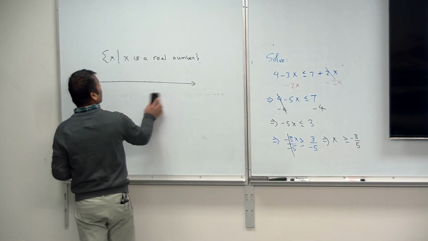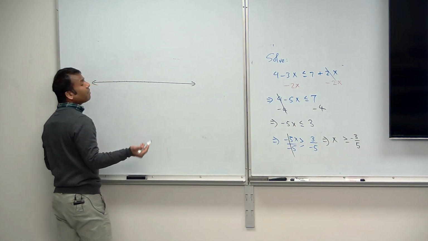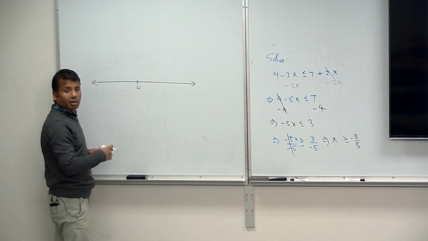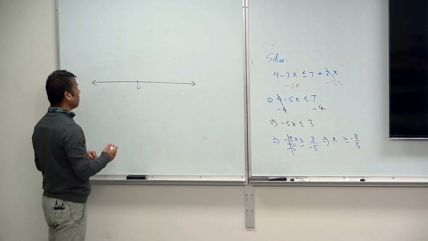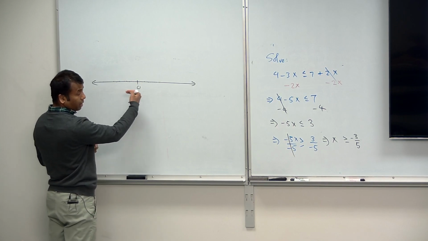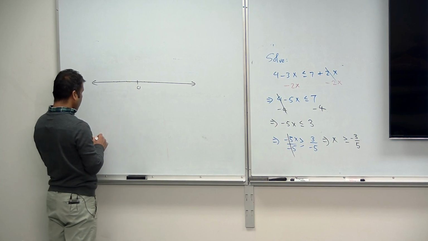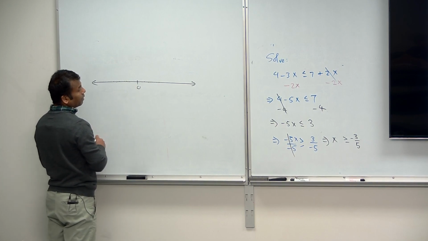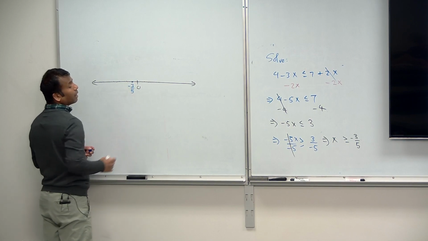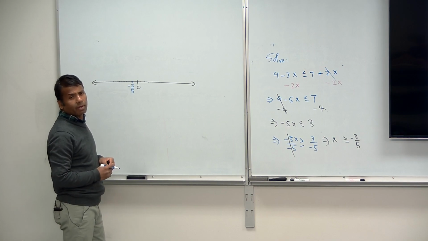Interval notation, okay? So now, this is the number line. So this is 0. Let's write 0 in the middle of the number line. Negative 3 over 5 lies to the left of 0. So let's say negative 3 over 5 is right here, okay? This is negative 3 over 5. Are you guys with me? And the value of x is greater or equal to negative 3 over 5.